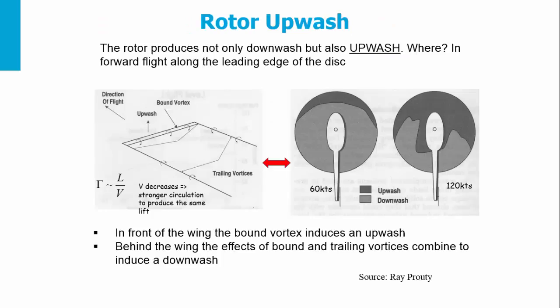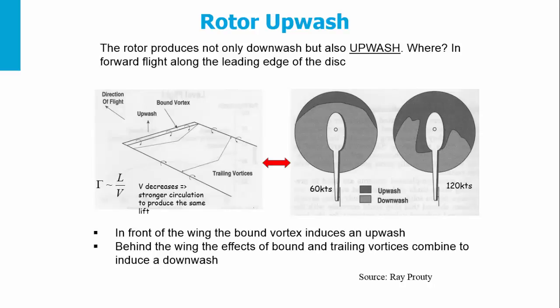However, we did not discuss the rotor upwash. The idea is that the rotor produces not only downwash but also an upwash, in forward flight along the leading edge of the disk. You see that it is exactly like in the case of a wing. In a wing, we also have a bound vortex in front of the wing and we have an upwash.